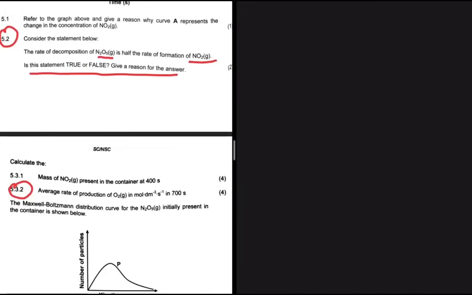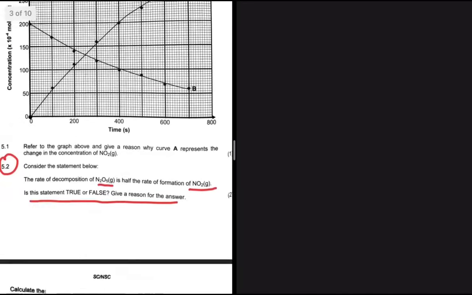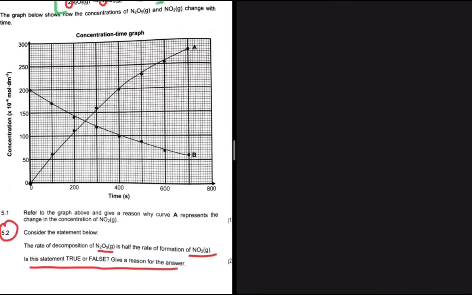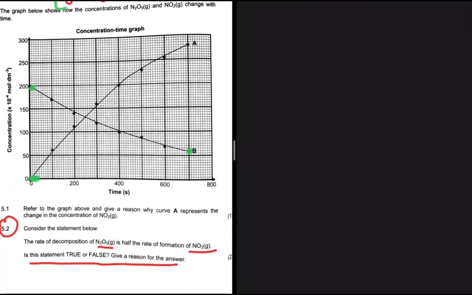5.3.2. Right, so let's just do 5.1 first before we attempt those questions. So in the question statement, we are told to consider the following decomposition reaction that takes place in a sealed 2 decimeter cube container, and we are given an equation right here, right? And then it goes on to say that the graph below shows how the concentration of N2O5 and NO2 change with time. Right, so if we look at our graph here, you can see that one graph starts at 200 and then it goes down to this point here, while the other one starts here and it is going up.